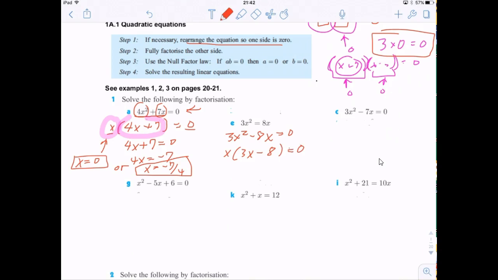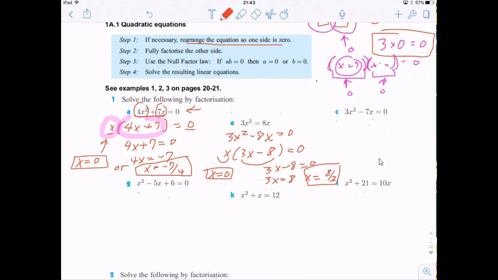Then I know that either this has to be 0 or this has to be 0 to make the statement true. So one of the solutions is x equals 0. The other solution is 3x minus 8 equals 0, which is the same thing as 3x equals 8, which is the same thing as x equals 8/3. So those are the two possibilities for E.